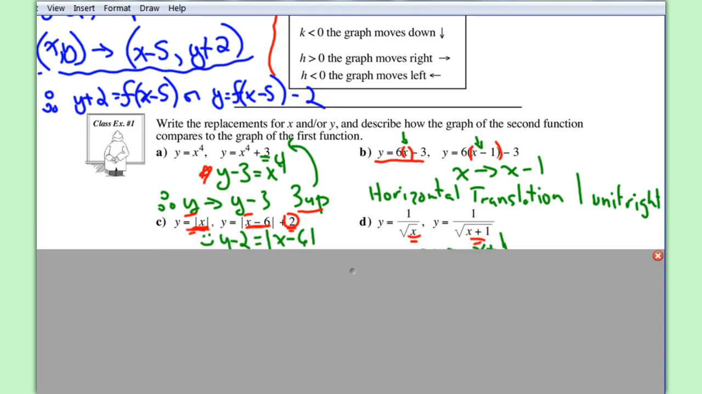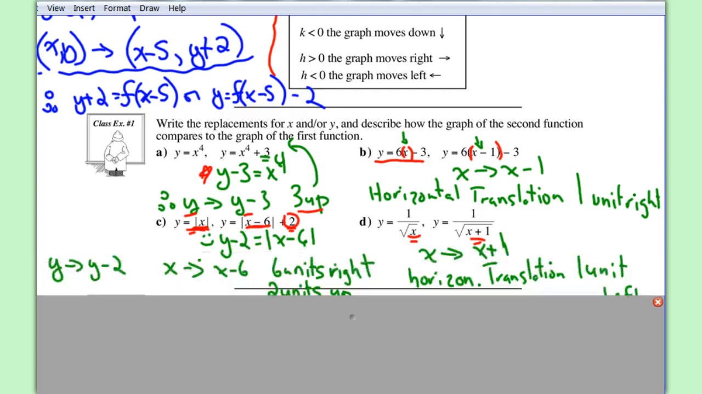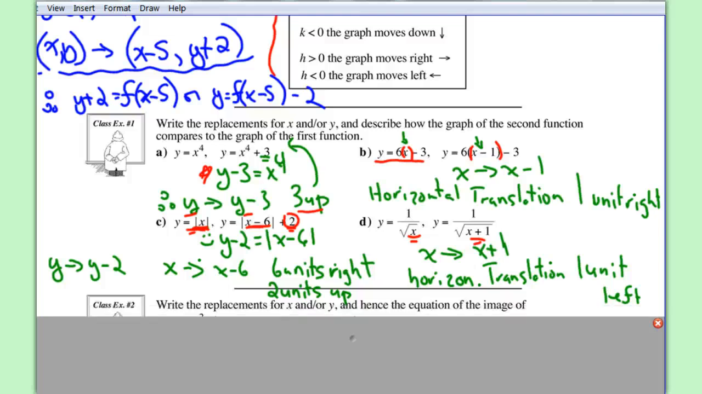So what were the replacements? Well, if I take that 2 to the other side, I've got y minus 2 is equal to absolute value, x minus 6. So therefore, y was replaced with y minus 2, and x was replaced with x minus 6. What does this do to the function? It moves it 6 right and 2 units up, okay? If I look at D, clearly, x was replaced with x plus 1. That results in a translation 1 unit left.